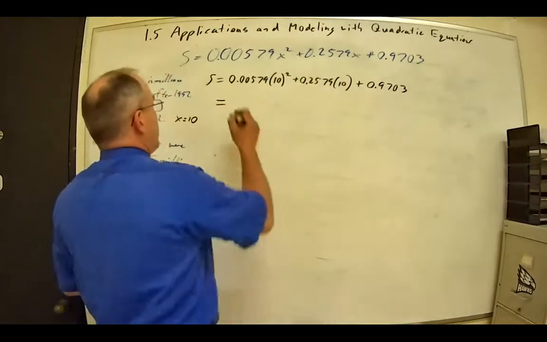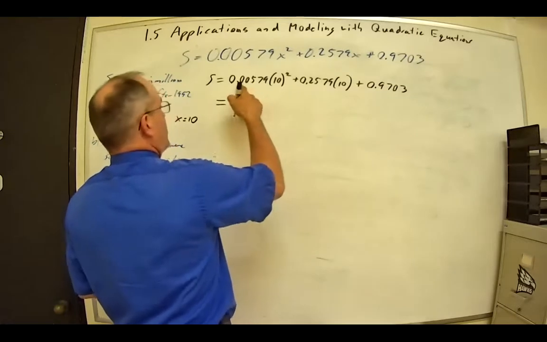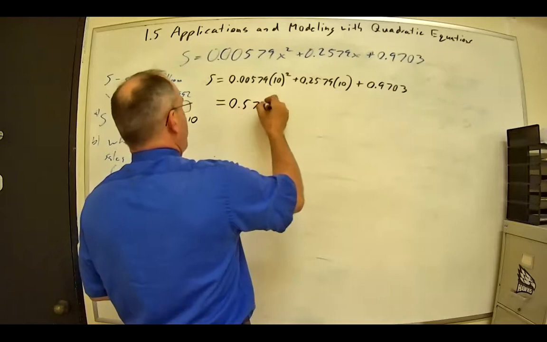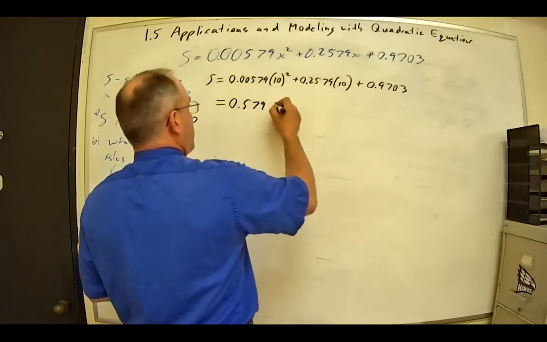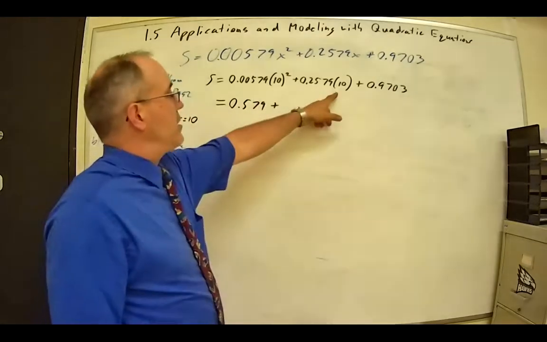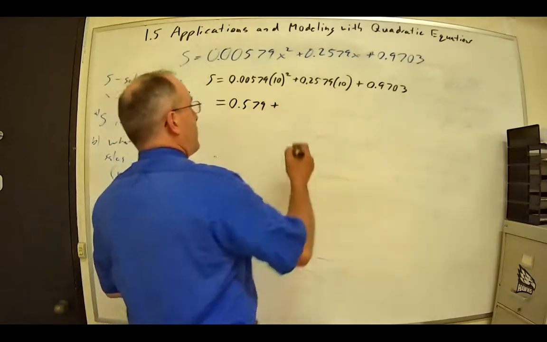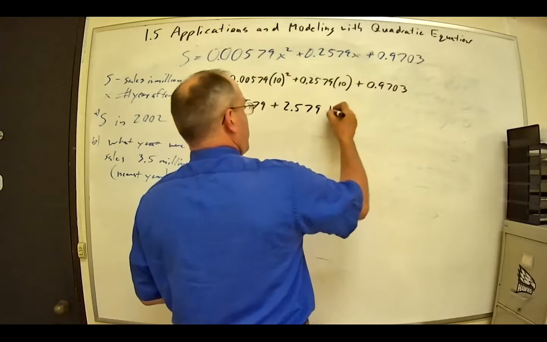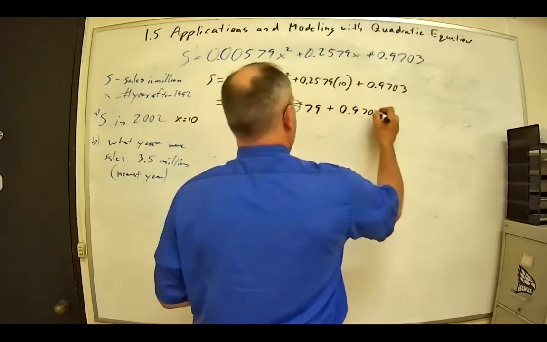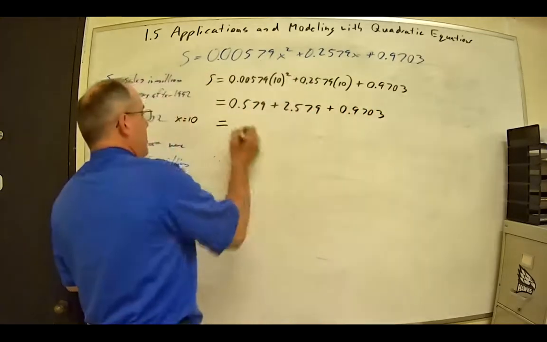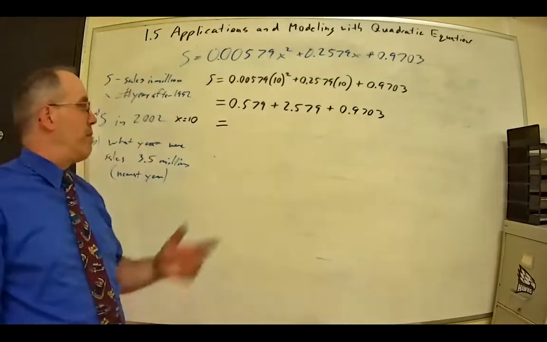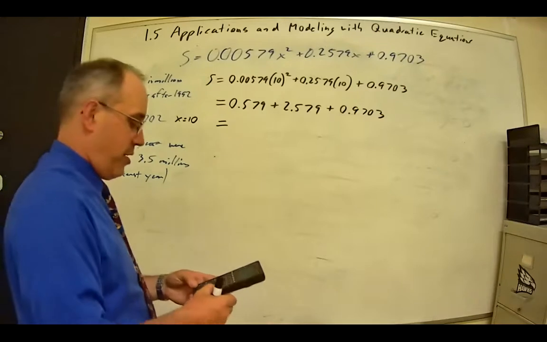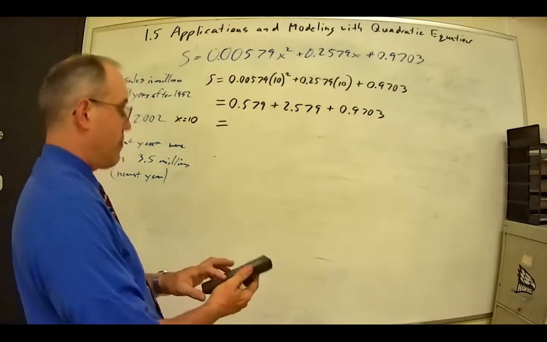10 squared is 100, so that's going to move the decimal place over 2 places. So it's 0.579. Plus, times 10 is going to move the decimal place over 1 place, 2.579, plus 0.9703. Now I'm at the point where I'm going to use a calculator just to make sure I tell you the right number.